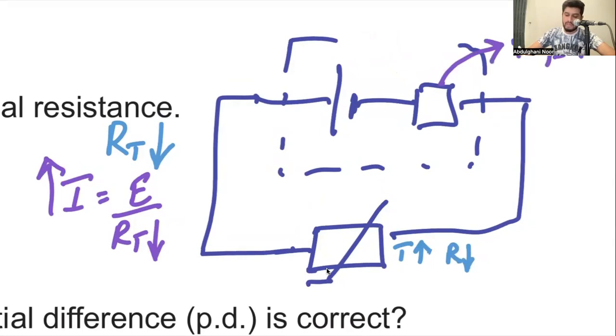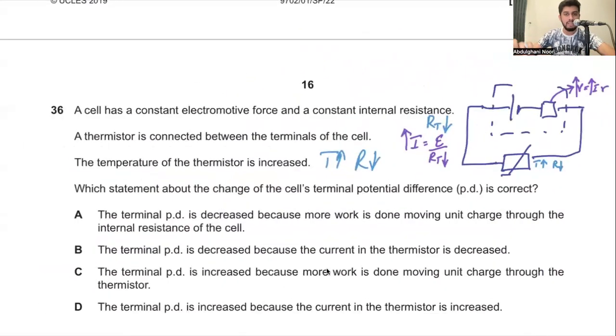When the current increases, the drop inside increases. The voltage lost inside the battery increases. Hence, the terminal potential difference should decrease. So C cannot be the answer, D cannot be the answer. The terminal potential difference cannot increase.